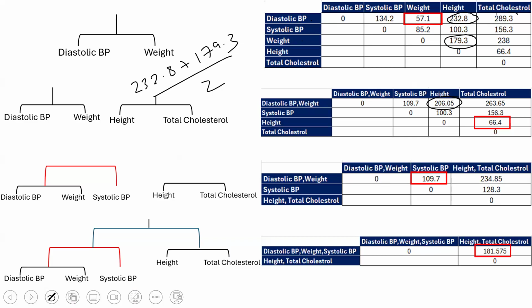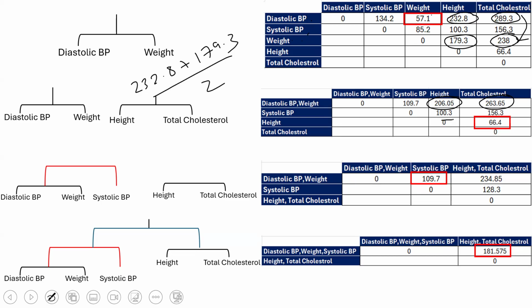Diastolic BP to total cholesterol is 289.3. From weight to total cholesterol, it is 238. And now if you want to calculate the distance, you have to take the average of it. So 289.3 plus 238 divided by 2 gives 260.3. And again, systolic BP to weight.